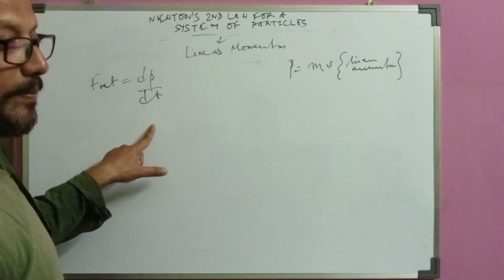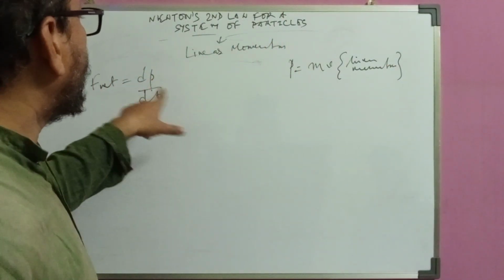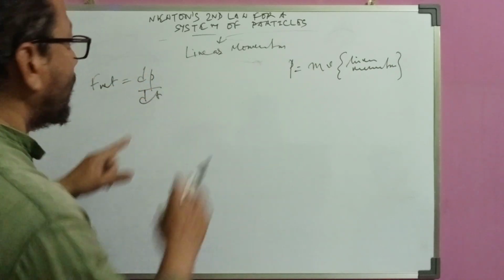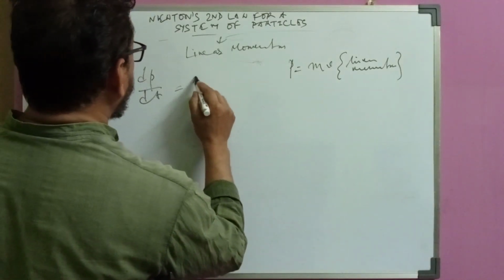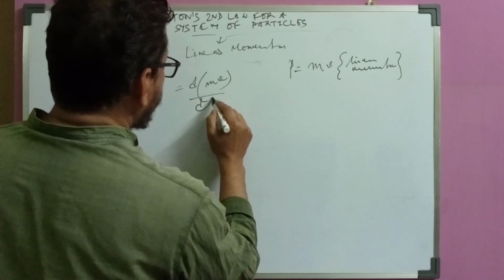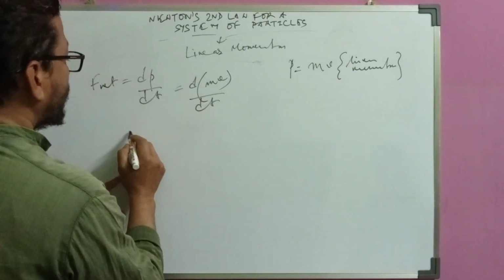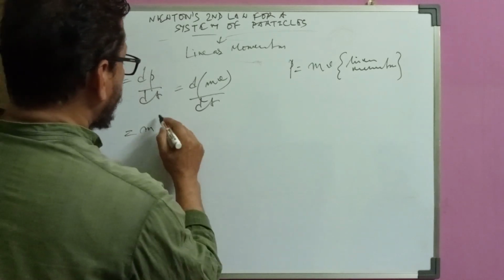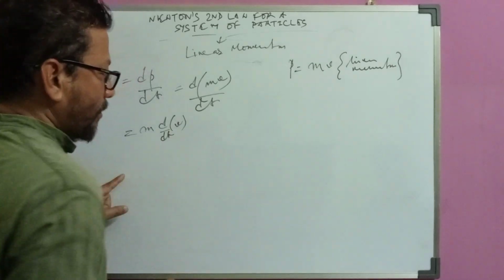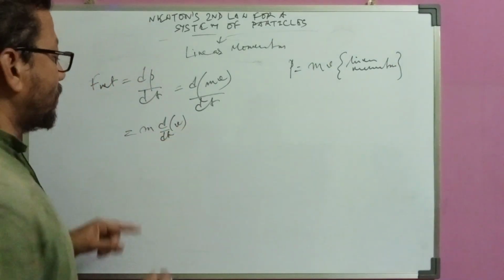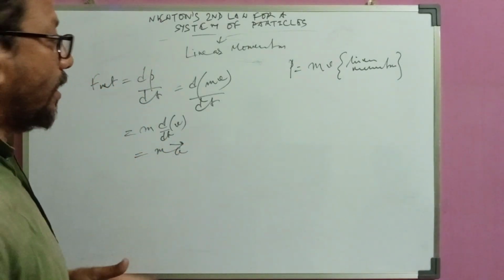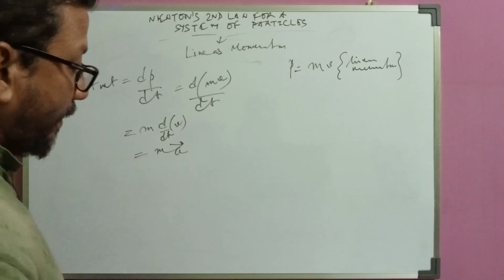P is equal to mv. So we can just plug in this mv here. This mass will be the constant part, so we will apply d/dt of mv. From this we'll get what? The mass will come out like this, so d/dt of v. This d/dt of velocity, what will we get? Again we'll get the acceleration. Velocity per time gives the acceleration.